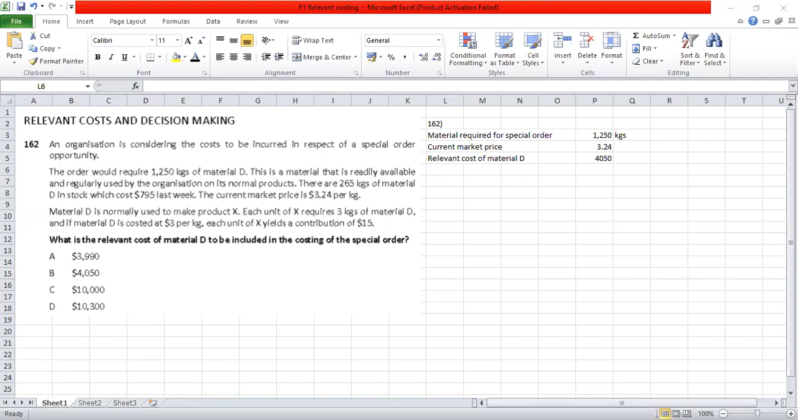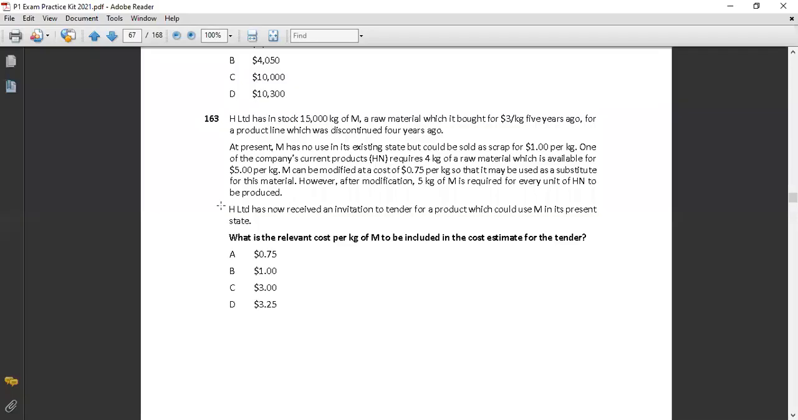So we have another question, question 163. H Limited has in stock 15,000 kgs of M, a raw material which it bought for $3 per kg 5 years ago for a product line which was discontinued 4 years ago. At present, M has no use in its existing state but could be sold as scrap for $1 per kg. One of the company's current products, HN, requires 4 kg of raw material which is available for $5 per kg.